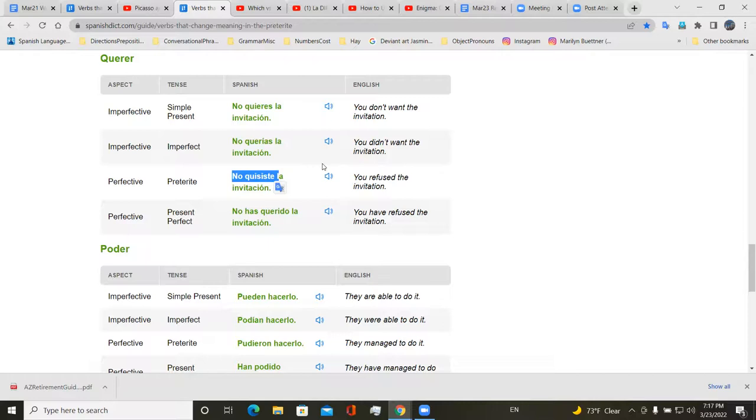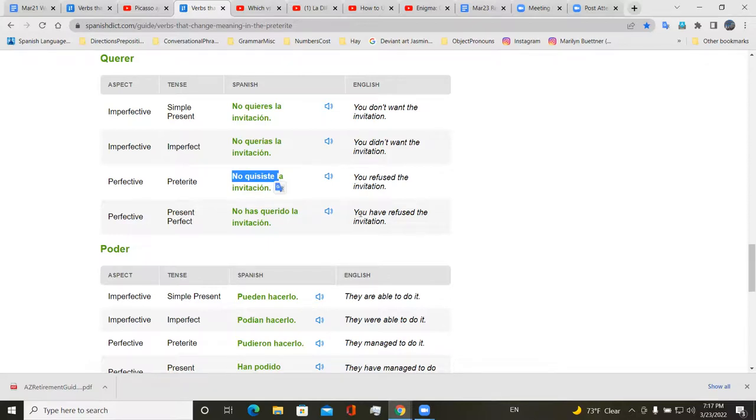Quise lavar el carro. I tried to wash the car. I tried. Quise, I tried. Is very different from quería. I wanted to. That's talking about how I felt. How I felt is fuzzy beginning and end.